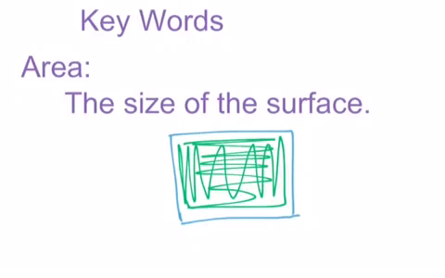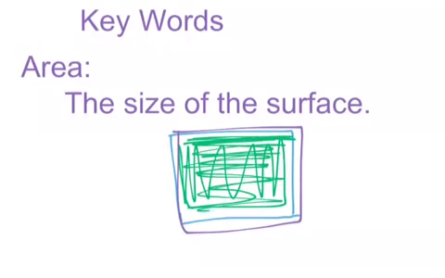So yesterday you learned about perimeter, which was the fence around the yard. Today you're learning about area, which is how we would measure the grass, or the inside of the square. So we're looking at how much surface area is inside the square, the rectangle, the triangle, whatever shape it is that is given to you.